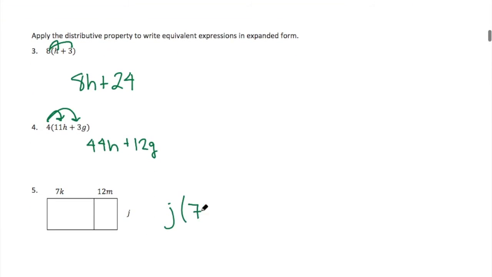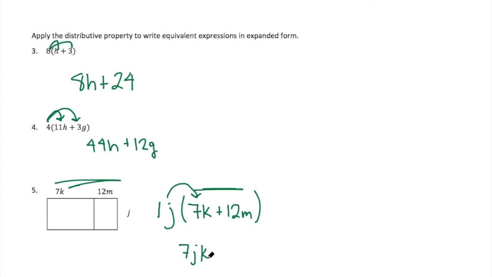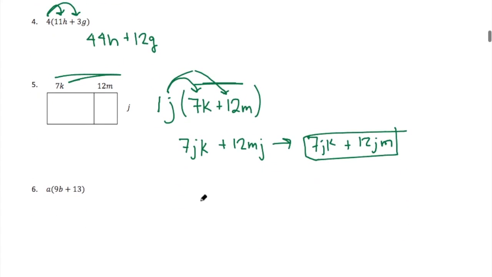Let's write it out in factored form first. j times 7k plus 12m. That's the one dimension multiplied by the other. j times 7k, well that's 1j times 7k, so 1 times 7 is 7, and then jk. And then 1j times 12m is 12mj. Well, to be in perfectly standard form, we'd rather write this as 7jk plus 12jm, keeping those in alphabetical order.